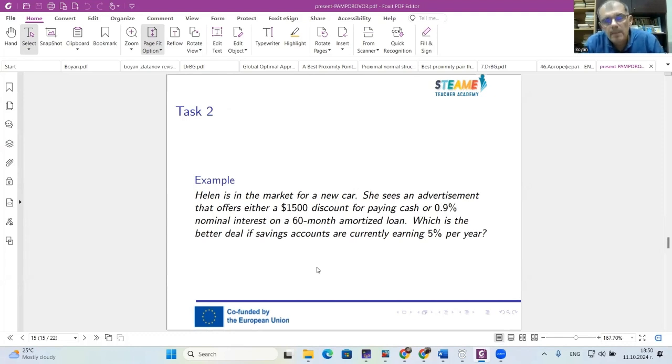The second example is also very commonly met when a person with a small business wants to buy something. Let's say that he wants to buy a car. He goes to the car dealer, and the car dealer tells him, "Oh, you like this car? I can give you 150 discount if you pay right now, or 0.9% nominal interest rate per year, paid 6 months. Which is better?"